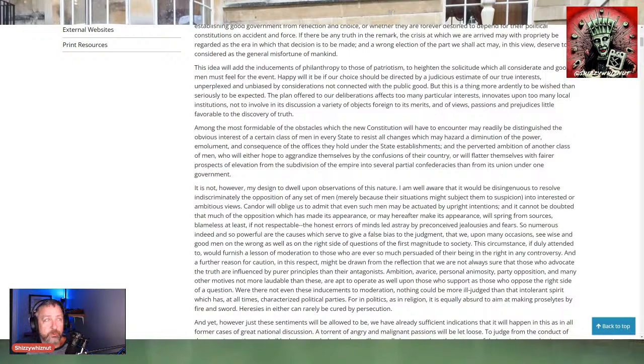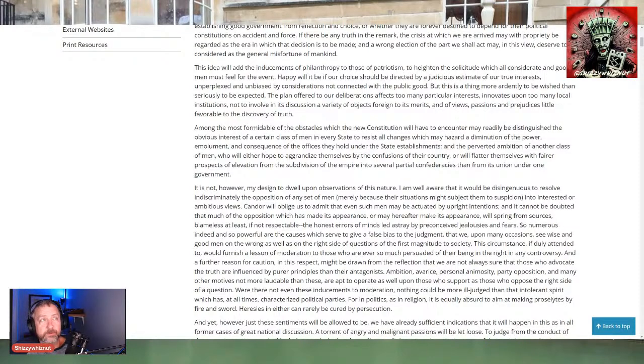Happy will it be if our choice should be directed by judicious estimates of our true interests, unperplexed and unbiased by considerations not connected with the public good. But this is a thing more ardently to be wished than seriously to be expected. The plan offered to our deliberations affects too many particular interests, innovates upon too many local institutions, not to involve in its discussion a variety of objects foreign to its merits, and of views, passions, and prejudices little favorable to the discovery of truth.